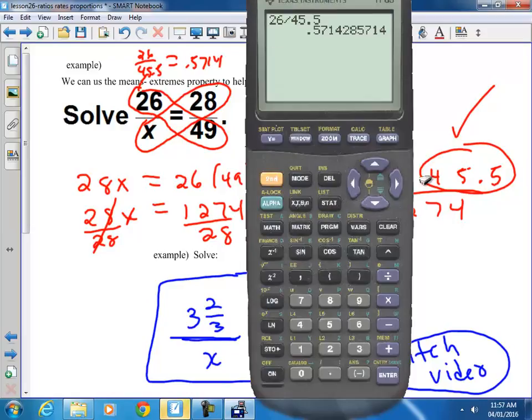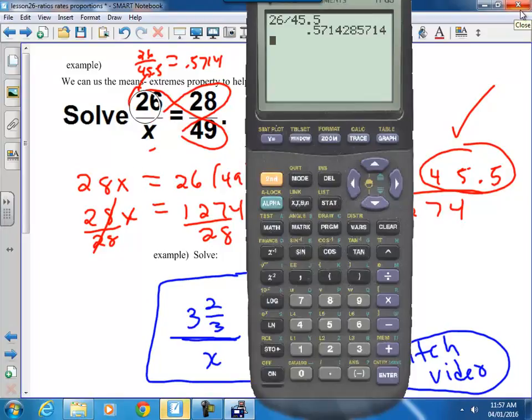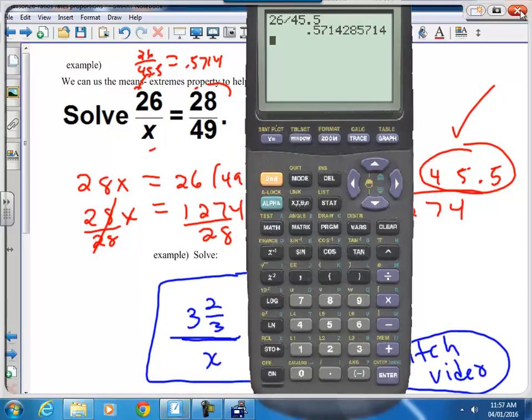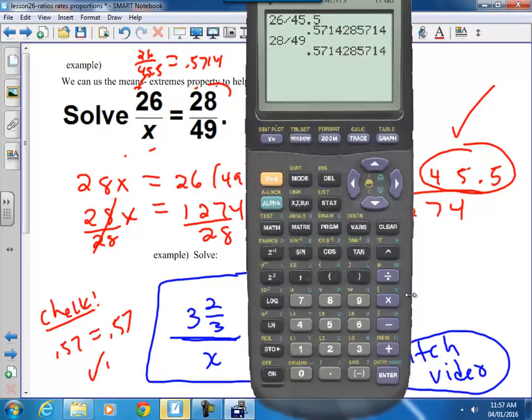And now test out, erase my writing there. Now test out this side of the playing field. So we tested out 26 divided by 45.5 and got 0.57. What's 28 divided by 49? Okay, let's try it. 28 divided by 49. Well, gee, that's 0.5714 as well. So what I'm getting at is it checks out. If we check the solution, we find out that 0.57 balances with 0.57, and voila. We know we did it right. Okay?